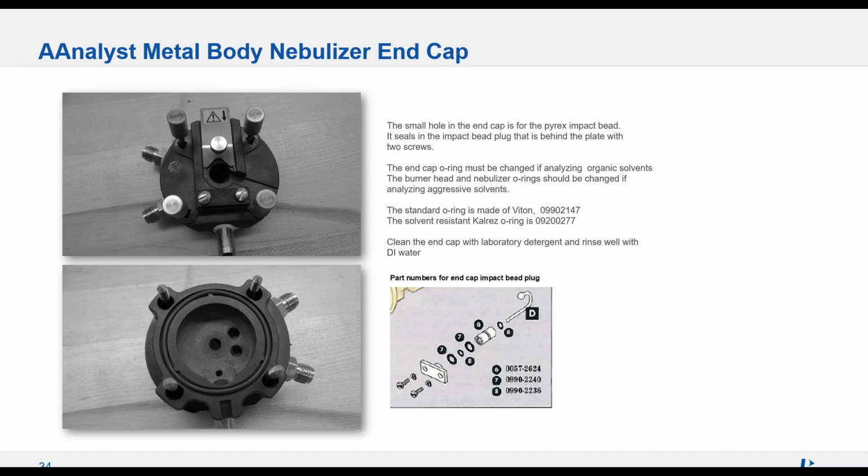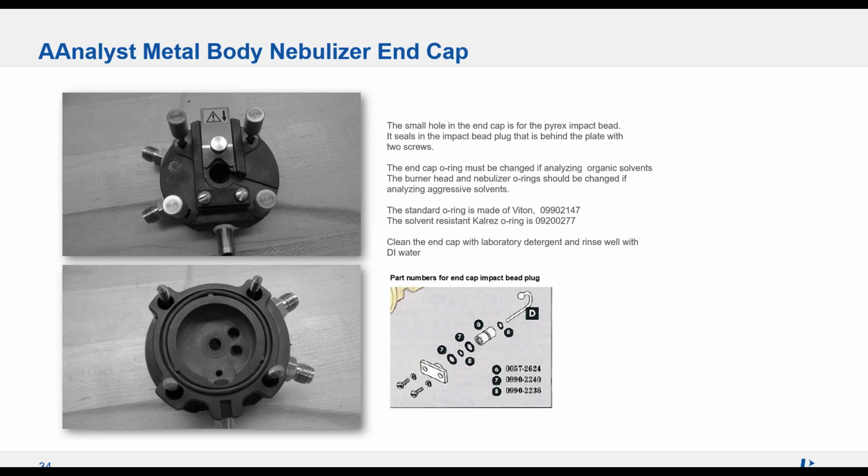Now I'm showing you the AAnalyst metal body nebulizer end cap. And if you look inside, you'll see the small hole in the end cap, and that is for the Pyrex impact bead. And behind that small hole, there's a plug, and you see the components of the plug on the bottom right. So you have the plug, and then if you look on the outside of the end cap, you'll see the plate that the plug goes up against.